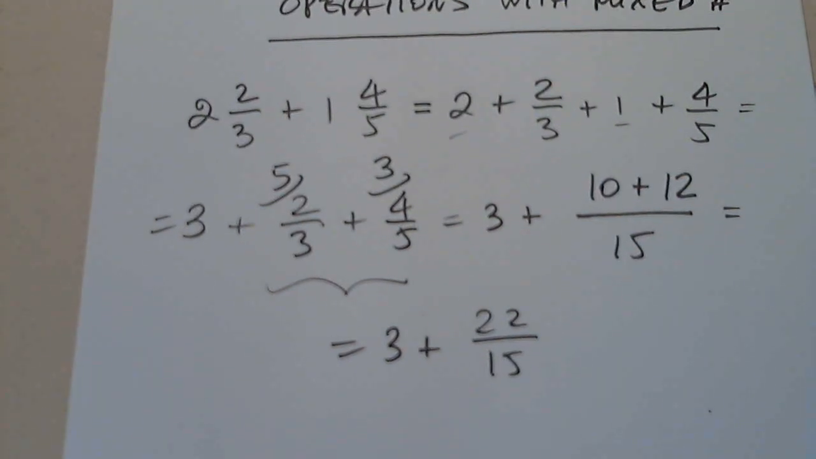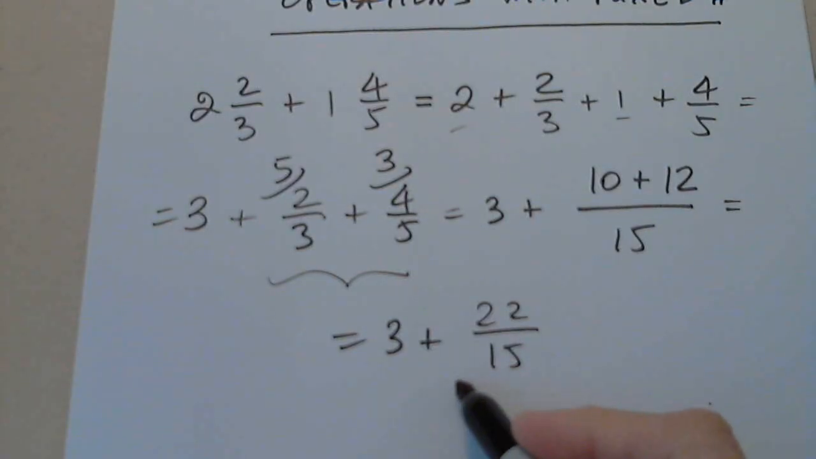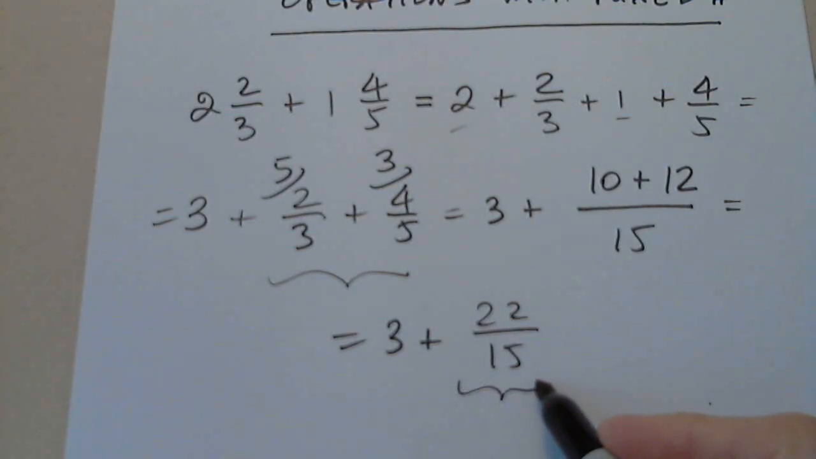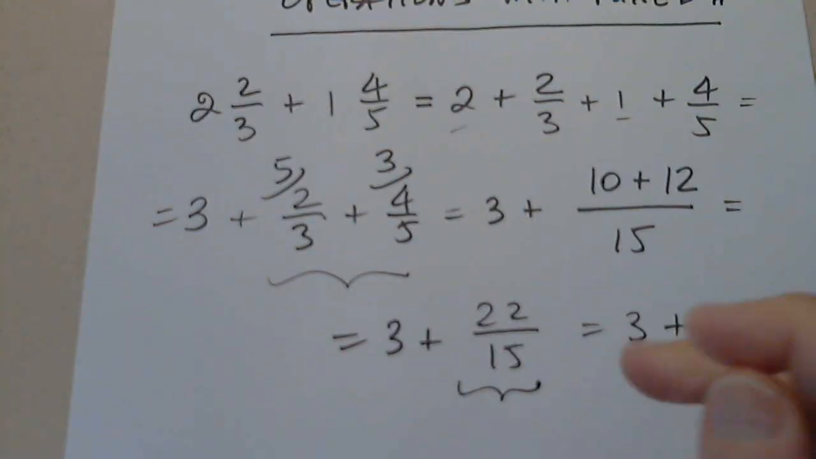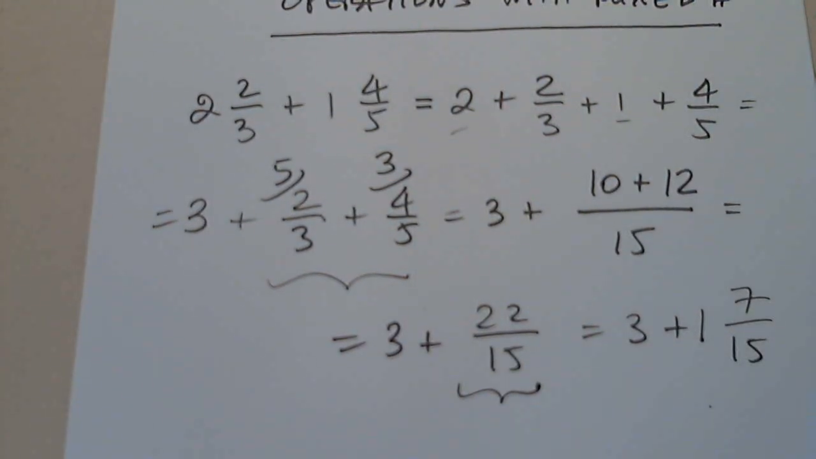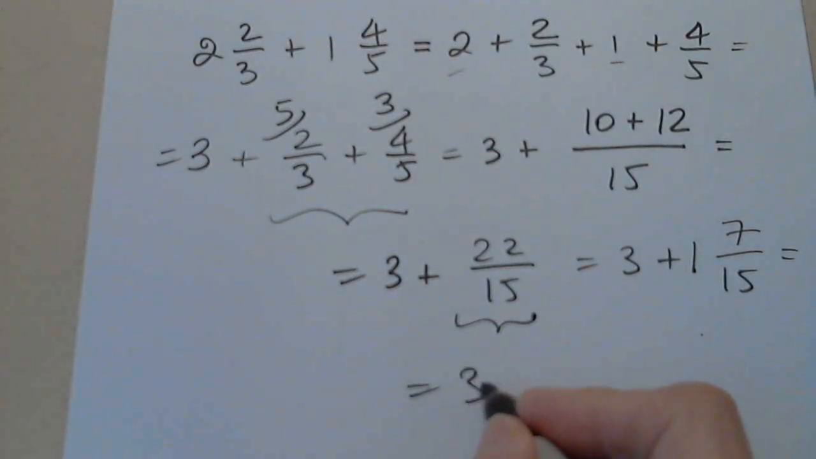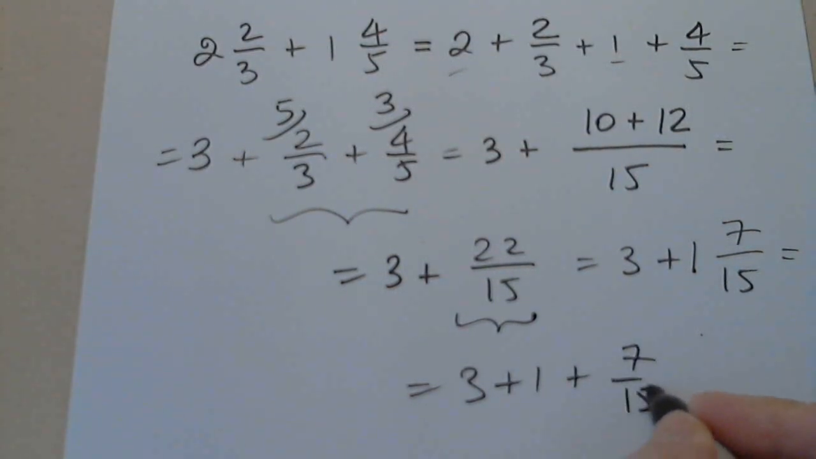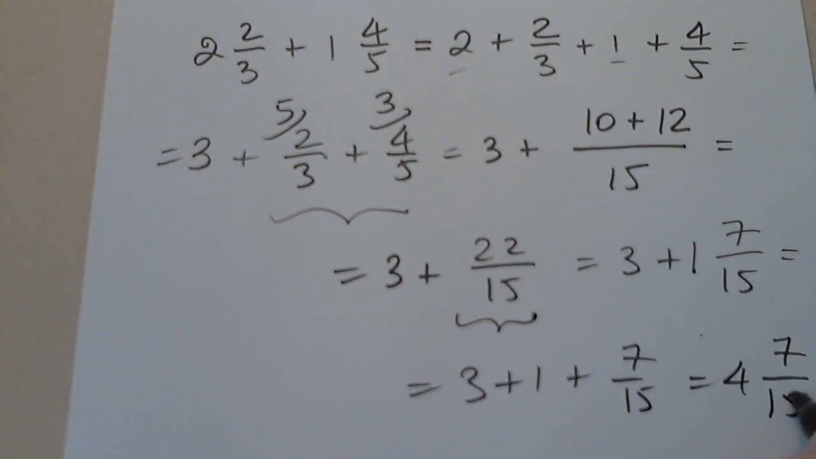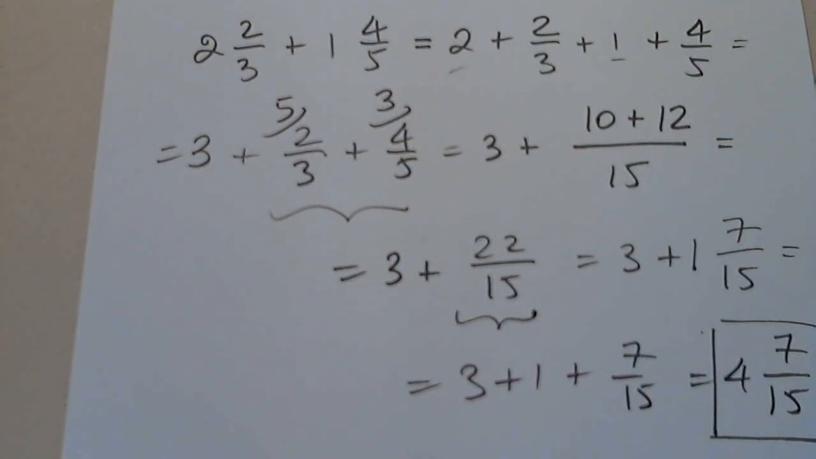I cannot simplify it, but I must take the integers out because this is an improper fraction. So I will write 3 plus 1 integer and 7 over 15. But this is basically exactly the same thing as 3 plus 1 plus 7 over 15, or 4 and 7 over 15. So that's one way.